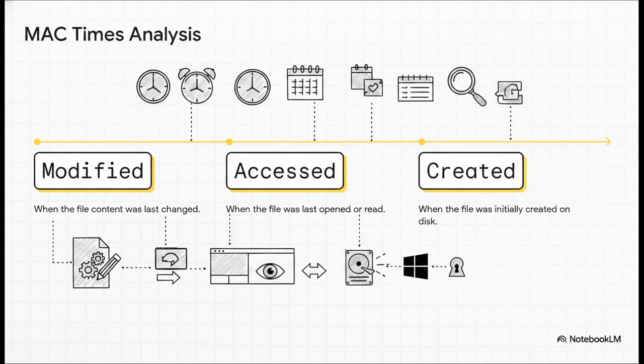Investigators build what's called a super timeline by correlating file system timestamps, specifically your MAC times, which stands for modified, accessed, and created, along with Windows event logs, browser history, and obscure Windows registry hives like the shim cache. Analysts can essentially rebuild the exact chronological sequence of an attacker's actions. They can see exactly when a malicious file was dropped, the second it was opened, and everything it did.